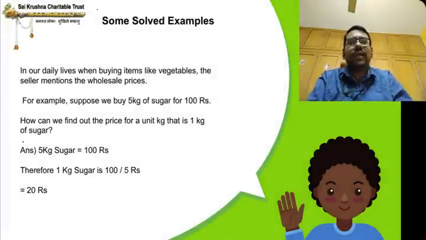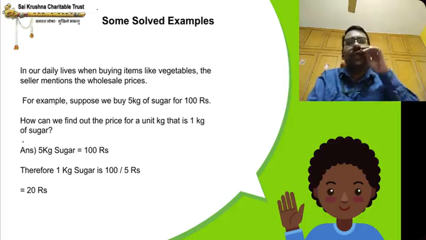Some solved examples continued. In our daily lives, when buying items like vegetables, the seller mentions the wholesale prices. For example, suppose we buy 5 kg sugar for 100 rupees. How can we find out the price of unit kg, that is 1 kg of sugar? Given is 5 kg sugar is 100 rupees. What you have to do? 1 kg sugar is 100 divided by the kg of sugar, that is 5. 100 by 5, which is equal to 20 rupees.